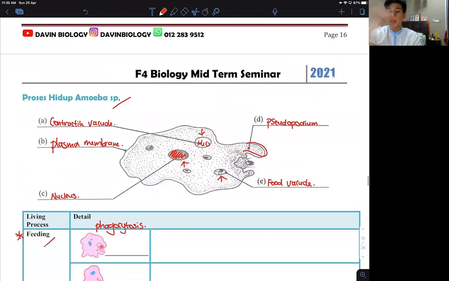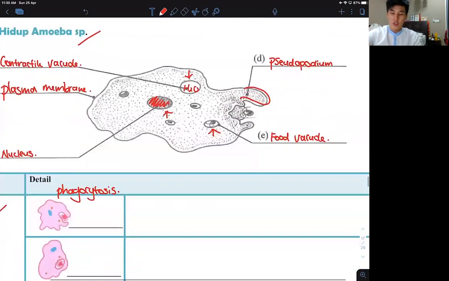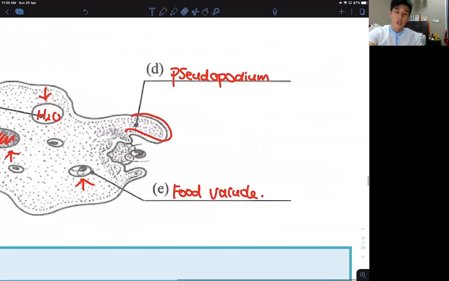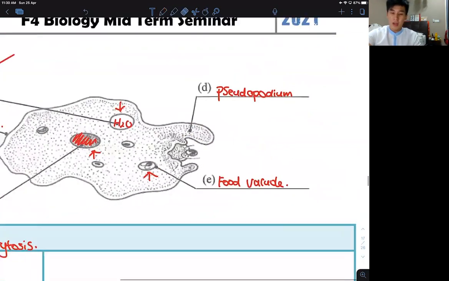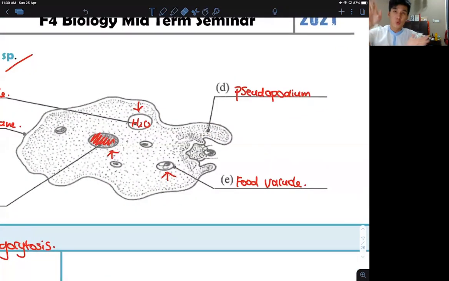Is the pseudopodium the cytoplasm? No, it's not. You can see that when this amoeba eats food, these two parts come out like that. When it forms these two hand-like parts to eat food, this is called the pseudopodium. It's not the cytoplasm. The cytoplasm is inside the pseudopodium.